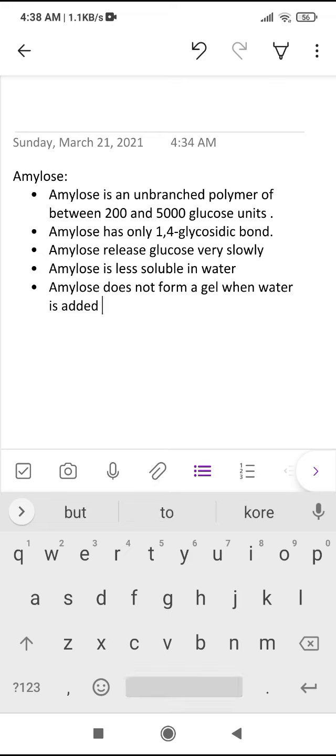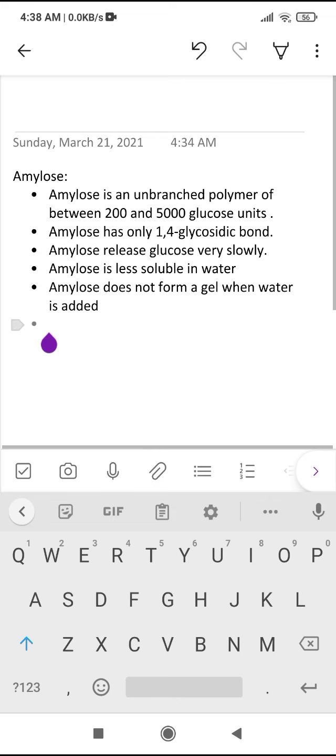So five important points regarding amylose. Number one, amylose is an unbranched polymer of between 200 and 5000 glucose units. Number two, amylose has only 1,4-glycosidic bond. Number three, amylose releases glucose very slowly. Number four, amylose is less soluble in water. Number five, amylose does not form a gel when water is added.